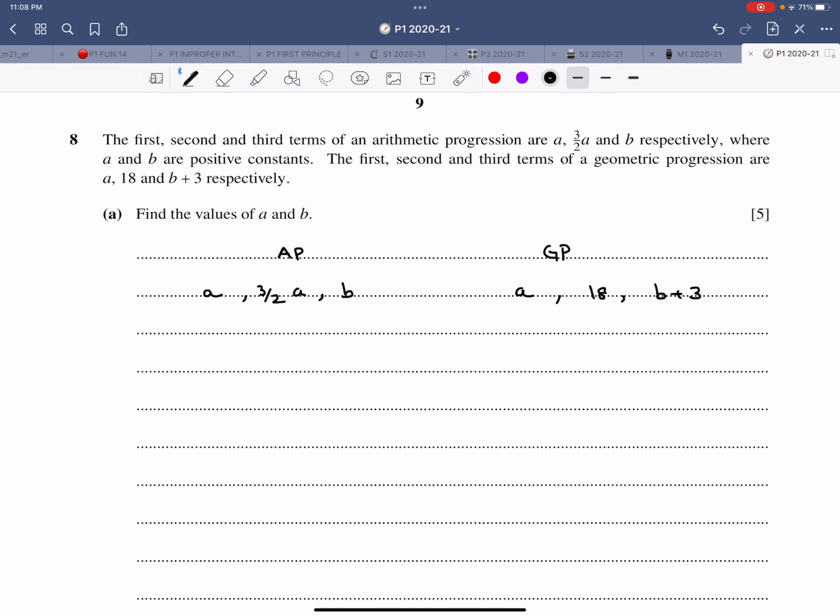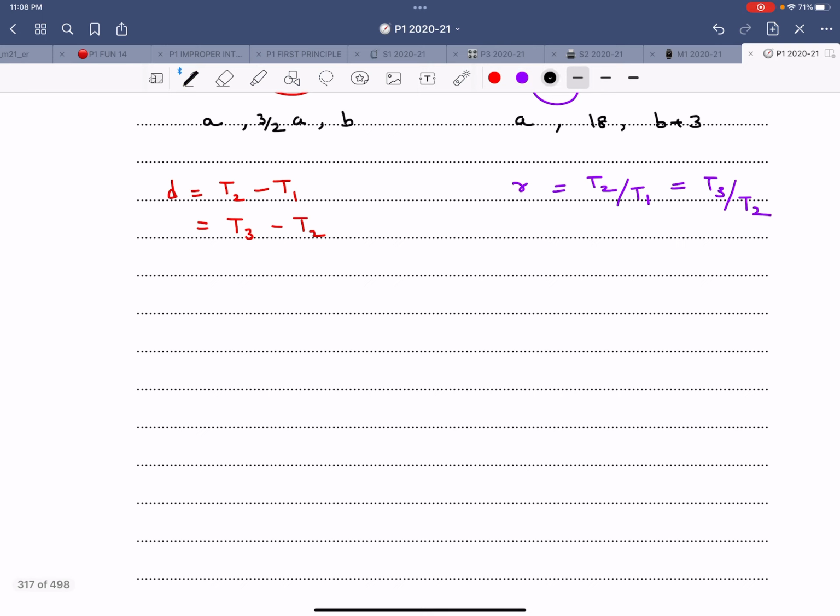Now in an AP, the common difference is the second minus the first term, the third minus the second term. In a GP, the common ratio is the second divided by the first term, the third divided by the second term, and so on. So therefore, 3 over 2a minus a is the same thing as b minus 3 over 2a. So 3 over 2 plus 3 over 2, that is 3. So this is 2a equals b. This is equation number 1.